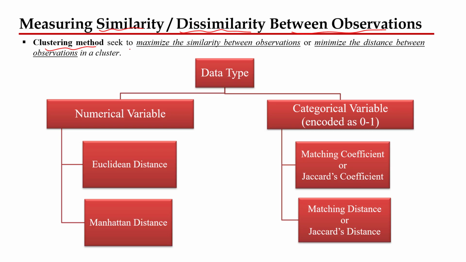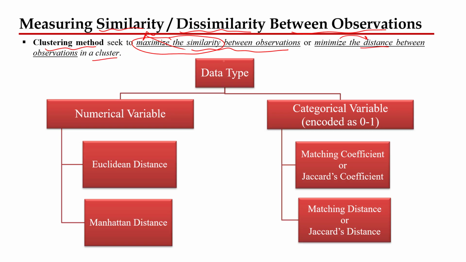In the clustering methods, they are basically trying to maximize the similarities between the observations. So using the different types of measures of similarities, we can try to develop such clusters where we have the maximum similarities between the observations. On the other hand, if we are using the dissimilarities, which is basically the distance, we try to minimize the dissimilarities or minimize the distance between the observations within those clusters.